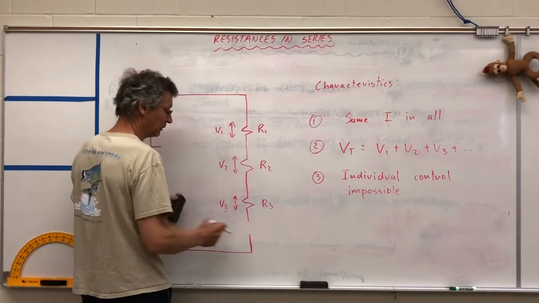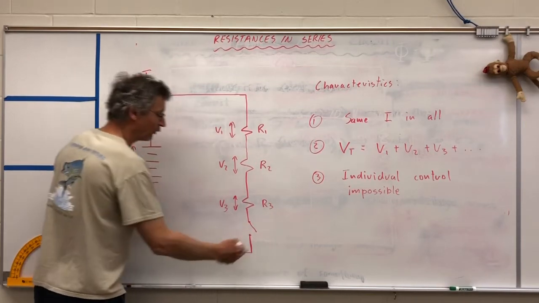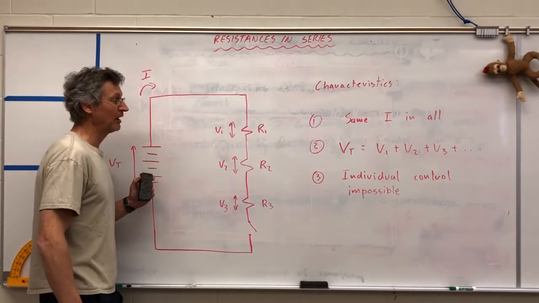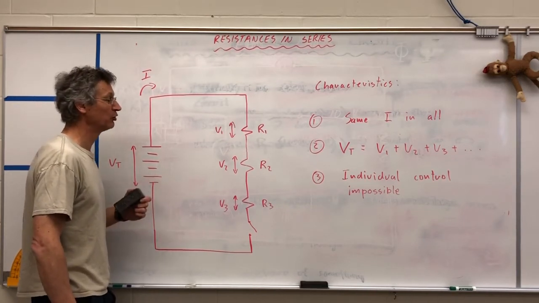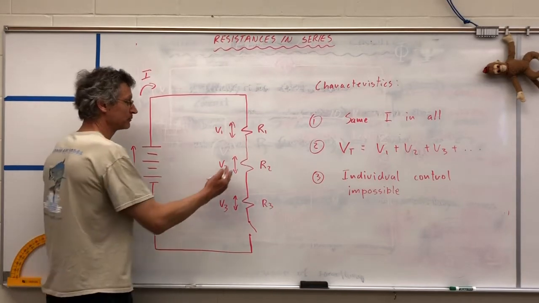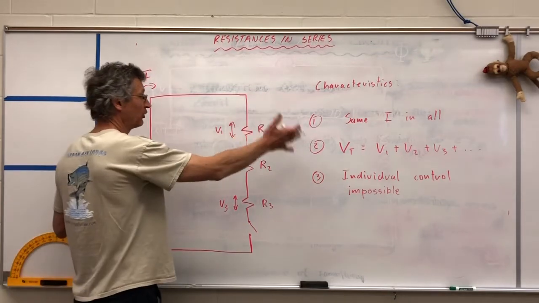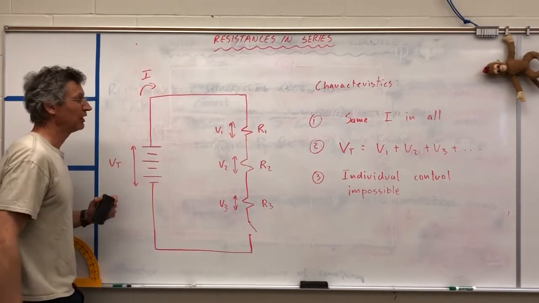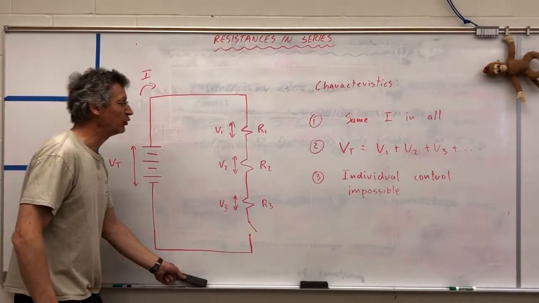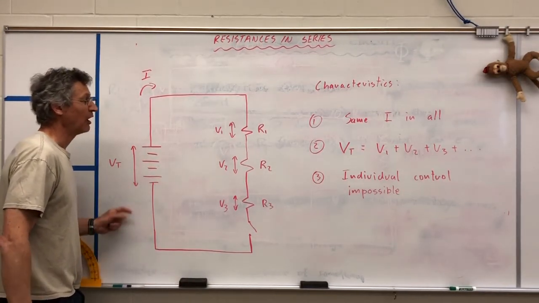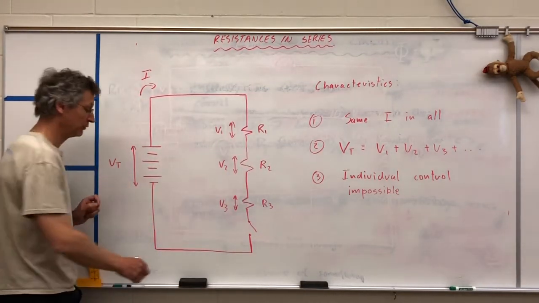As soon as you open that switch up, the flow of current through the whole circuit is disrupted and everything goes off. So individual control of any one thing in the circuit is impossible. So those are the characteristics right there of a bunch of things in series. What we want to look at next is the equivalent resistance of all these resistances in series.